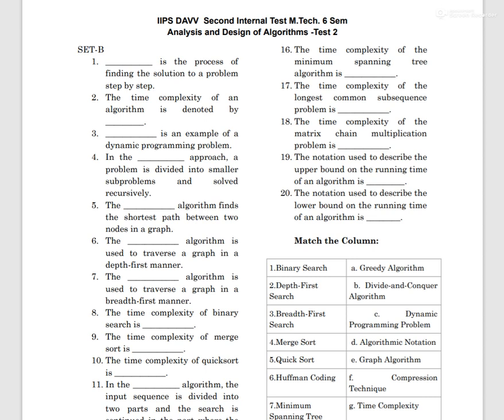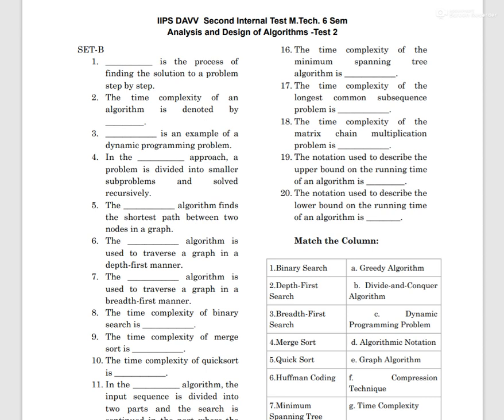Question number 3, dash is an example of a dynamic programming problem. So here in this blank we can write any dynamic programming problem. The correct answer can be any problem which is easily solved through the dynamic programming approach. So the possible solutions to this question can be the LCS problem, that is the longest common subsequence, or the matrix chain multiplication problem, which is also a correct answer to this question.